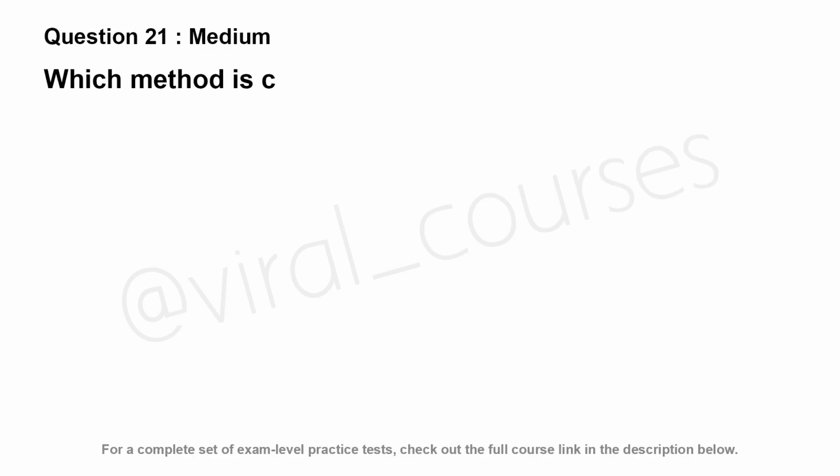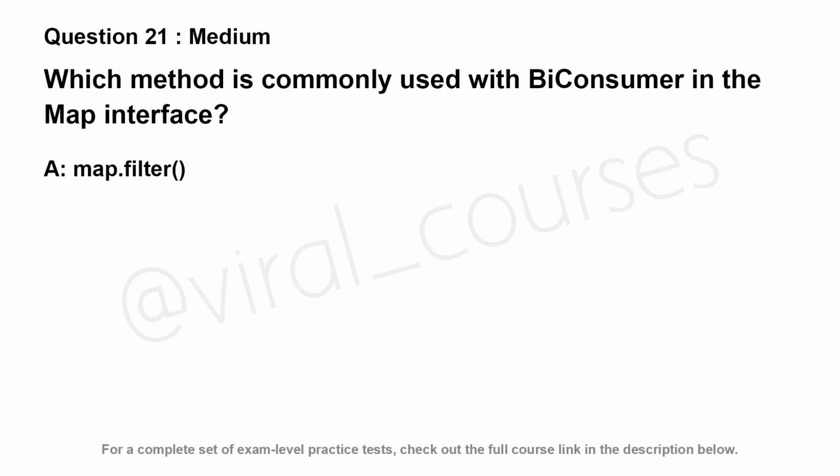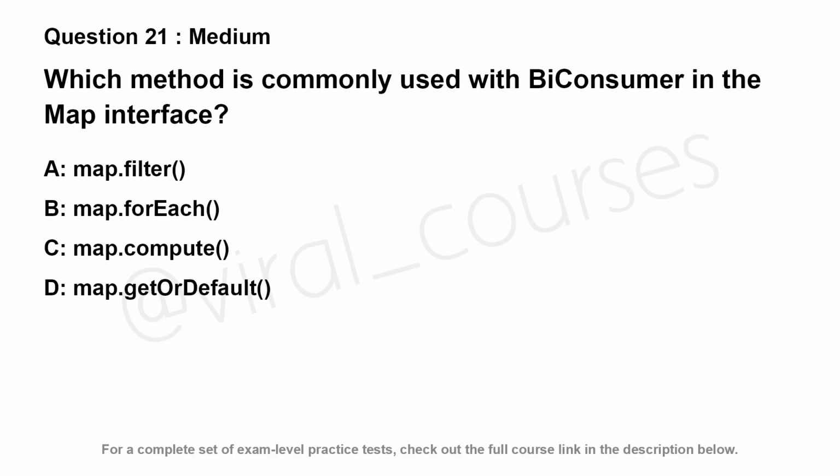Which method is commonly used with BiConsumer in the Map interface? Option A. Map.filter. Option B. Map.forEach. Option C. Map.compute. Option D. Map.getOrDefault.